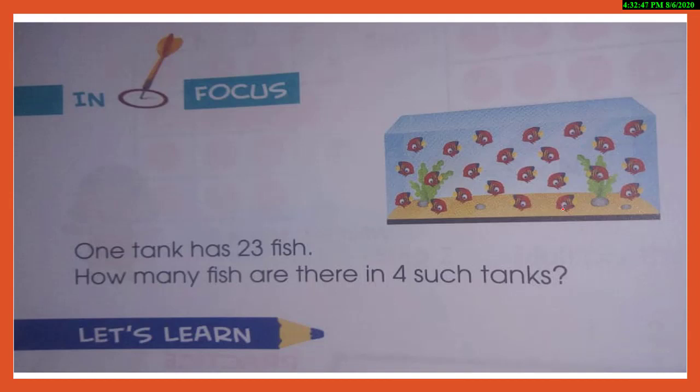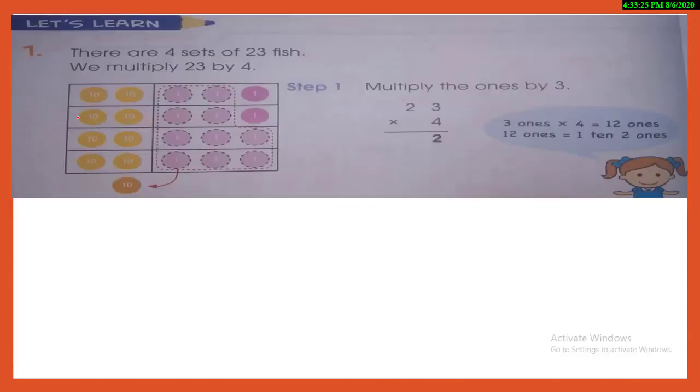So both topics are the same. The same method and the same strategy is applied in both, but there is one different rule, one different situation that we handle in it. A tank has 23 fish. How many fish are there in four such tanks? In one tank there are 23 fish, and there are four tanks with the same quantity of fish. So let's multiply it. There are four sets of 23 fish.